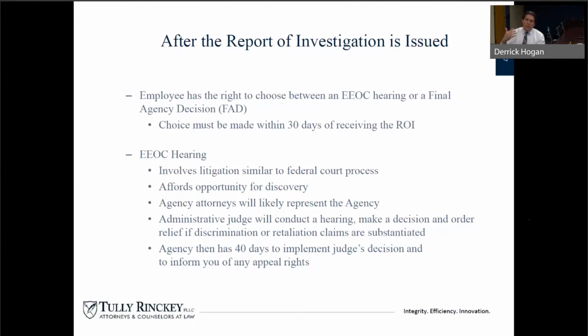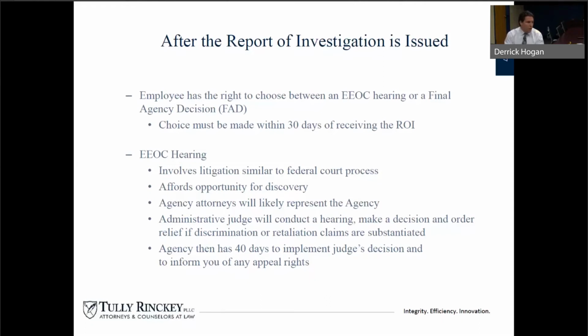Because sometimes you can't just throw out a number. Oh, I want X amount of dollars in damages. You're going to have to prove and show some type of documentation of how you got to that number. So, for example, I tell clients all the time, the maximum compensatory damages that an EEOC judge can award you is $300,000. And a client says, well, I want $300,000 then. Well, you're going to have to justify that. You can't just pull a number out of thin air. You're going to have to justify that number to a certain extent. So it's something to be cognizant of.